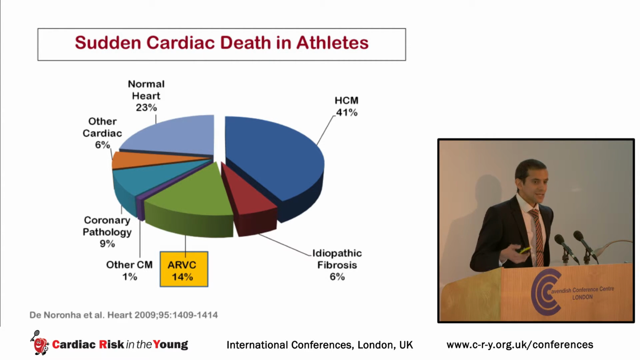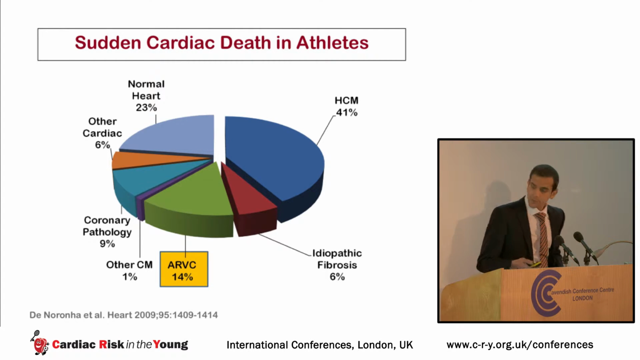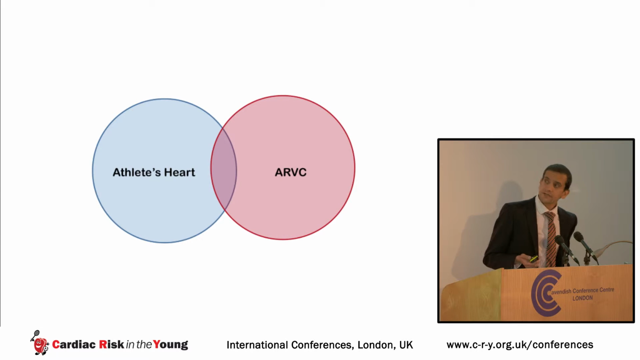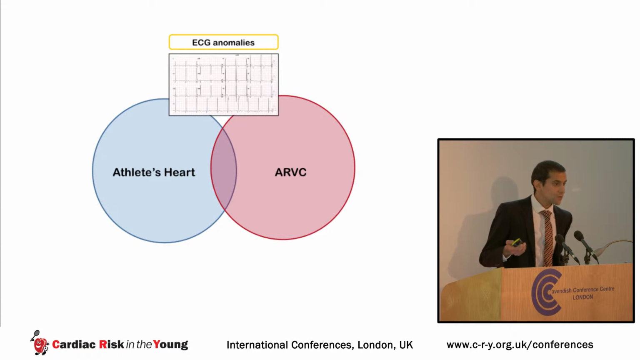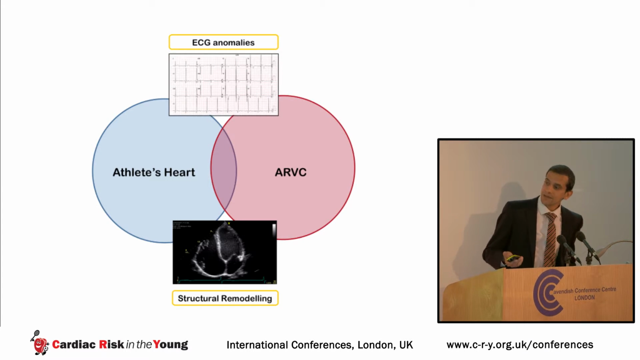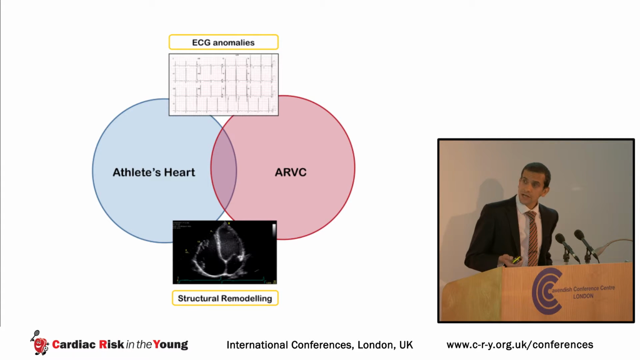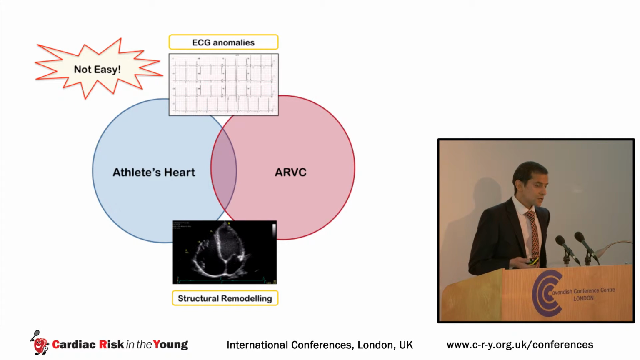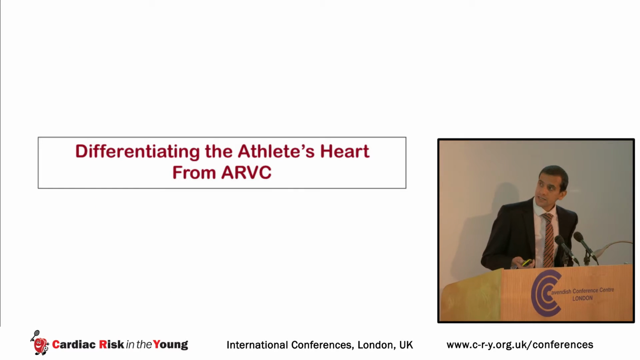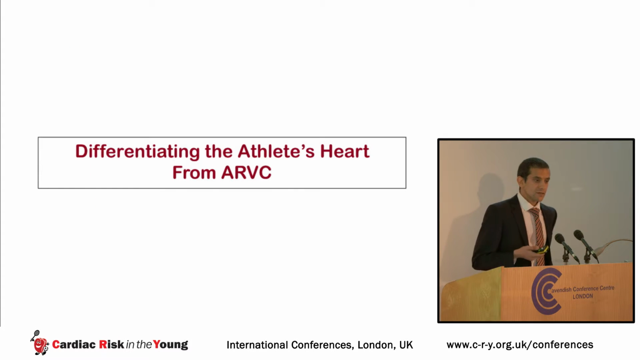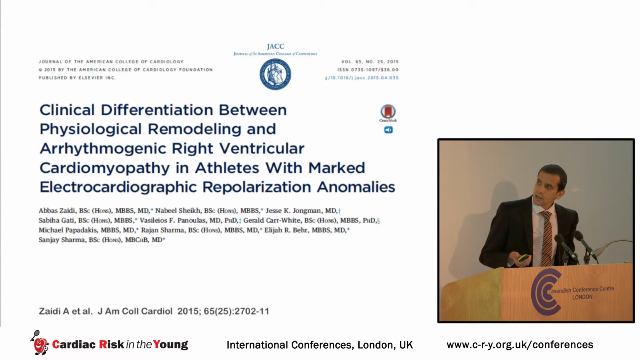So you can see that it's essential that we make the right call when we see an athlete with a big right ventricle and maybe T-wave inversion. But making this differentiation in this athlete with an abnormal ECG and a big right ventricle is not necessarily a straightforward process. So we looked at this in detail. How do you differentiate the physiological athlete's right heart from ARVC?